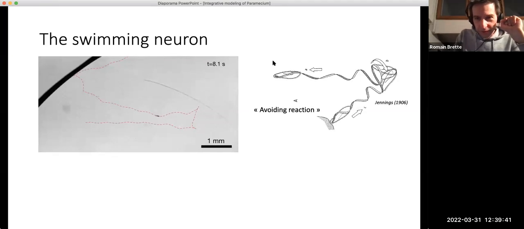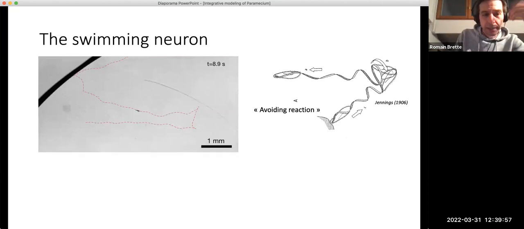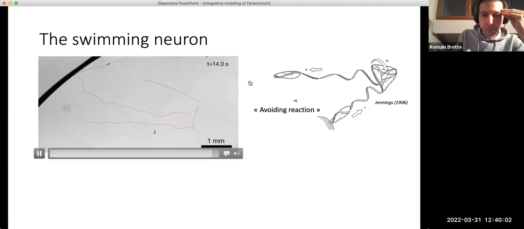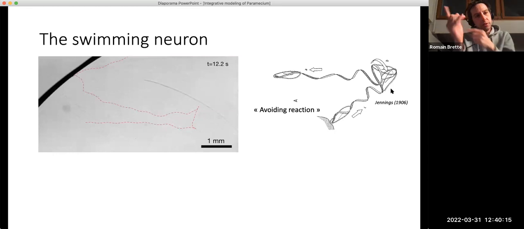Sorry, I have some problem with the PowerPoint. So this is called the avoiding reaction. This happens either spontaneously, you can see two spontaneous avoiding reactions here, or it can happen when there's a stimulus, for example, a mechanical stimulus, here when it touches the edge of the petri dish. If you look closely, what you see is that it not only changes direction, but for a brief moment it swings backward, and then it turns around itself and swings forward again.